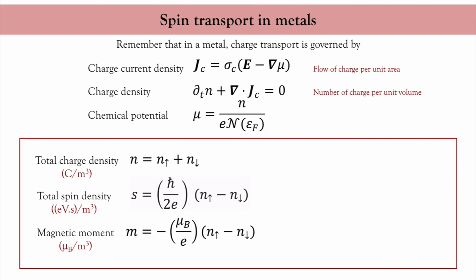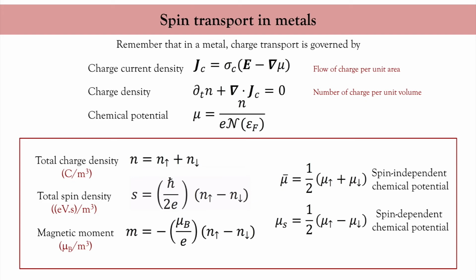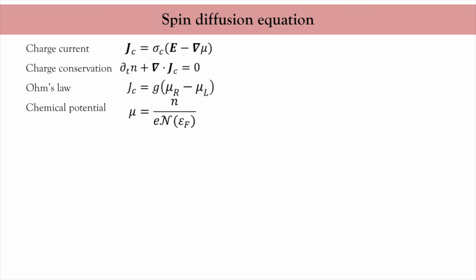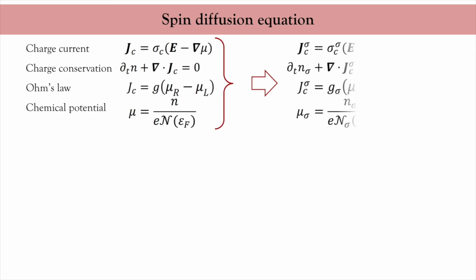As we will see in the next slide, it's also quite useful to define a spin-independent chemical potential, which is simply the average of mu up and mu down, as well as a spin-dependent chemical potential, that is the difference between mu up and mu down. Armed with these definitions, we can build the spin-dependent drift diffusion equations. Here are the three equations that govern charge transport in metals. I can simply extend them to up and down electron channels.